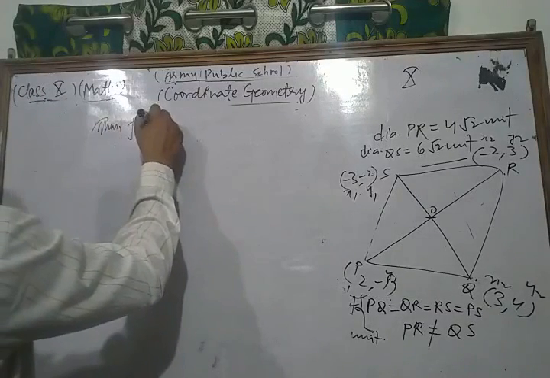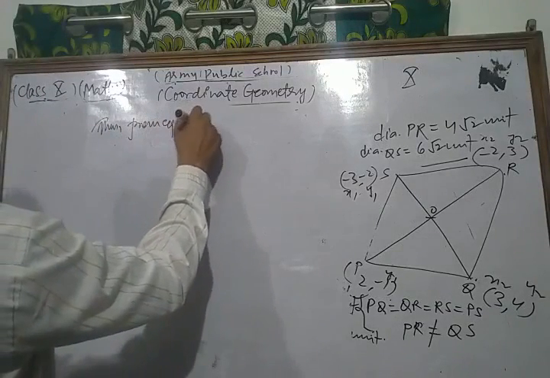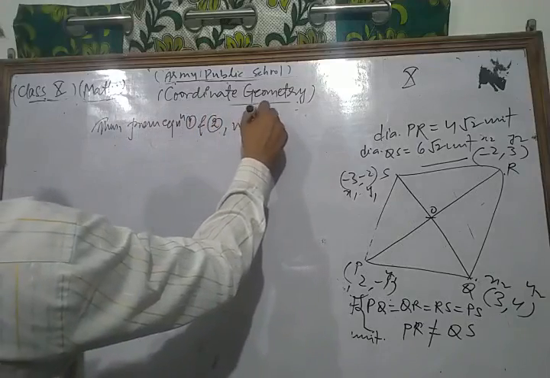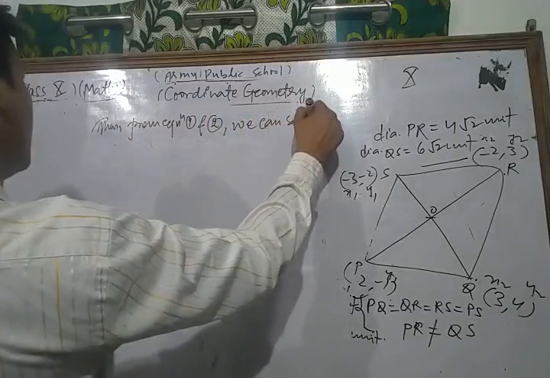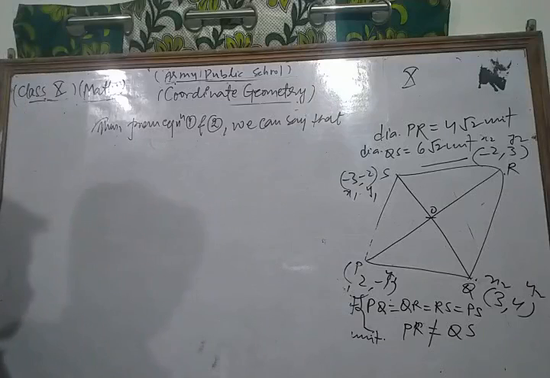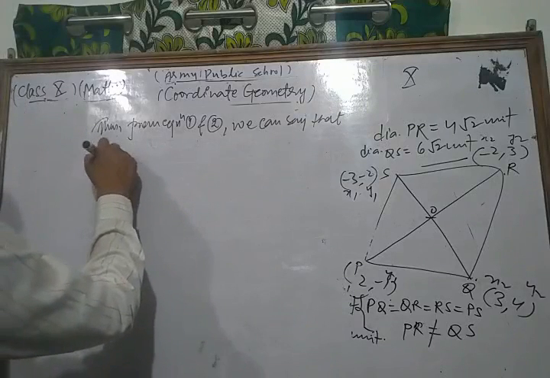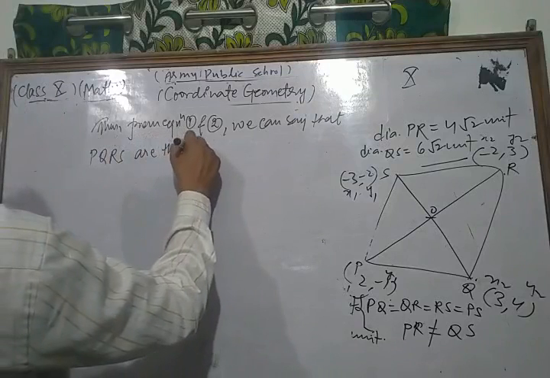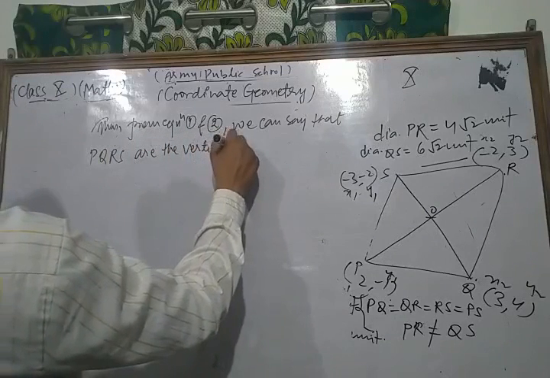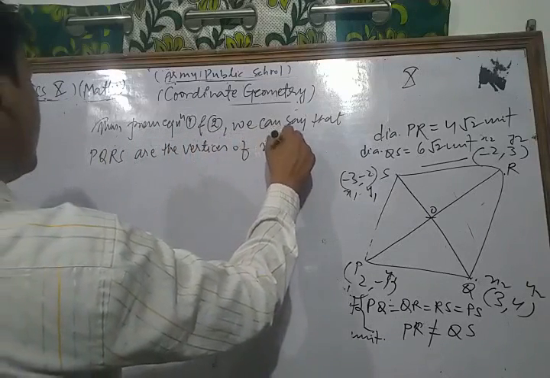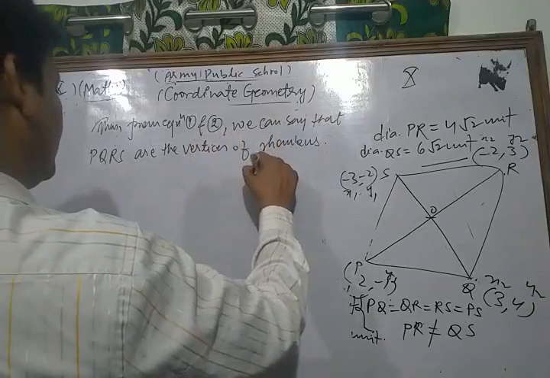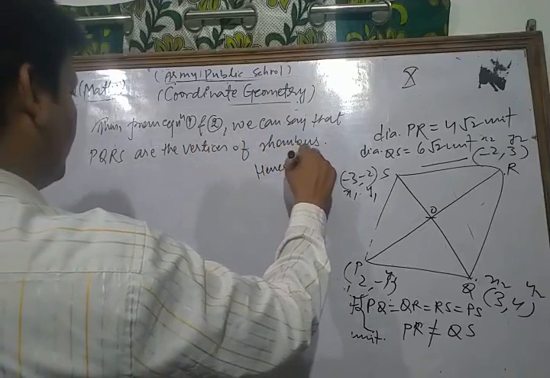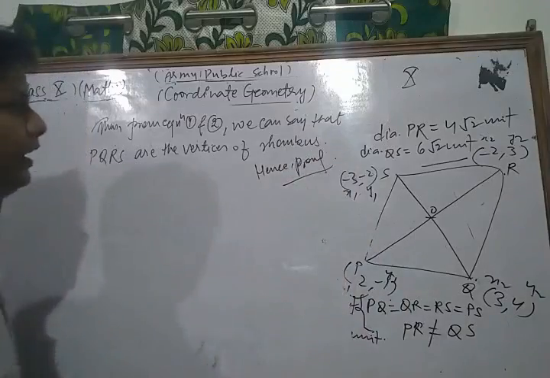Thus from equations 1 and 2 we can say that PQRS are the vertices of a rhombus, not a square. Hence proved.